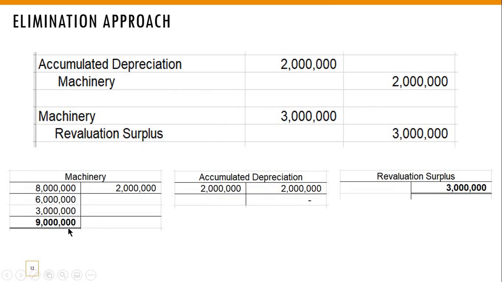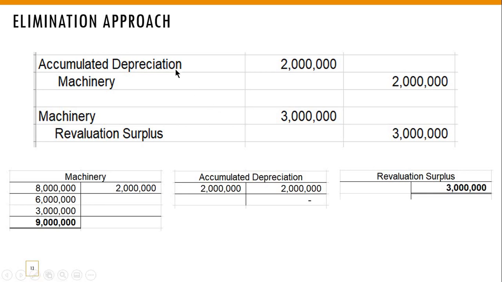Okay? So for machinery, no, ito yun, 8 million. Di ba? That's the cost. Tapos kinredit mo siya dito. Okay, by eliminating accumulated depreciation, so kinredit po si machinery. Tapos 6 million na siya. Tapos for purposes of recording the revaluation surplus, nag-debit ka na naman ng 3 million. So ito 'yon. So 6 million plus 3 million, 9 million na yung value ng asset, the revalued amount.